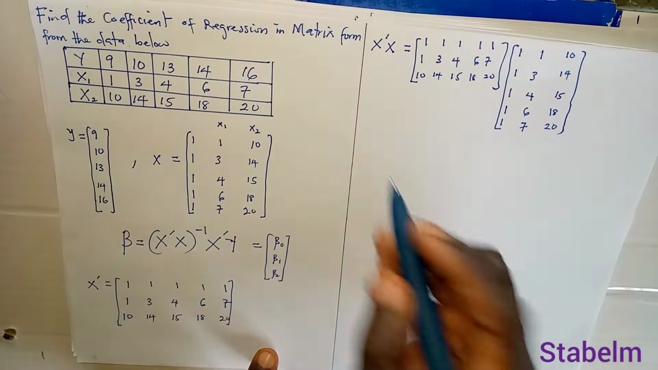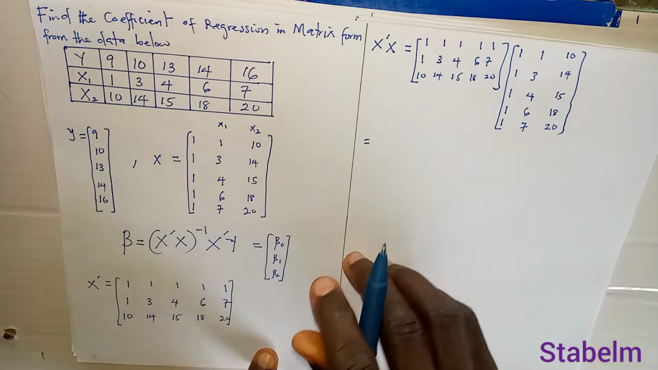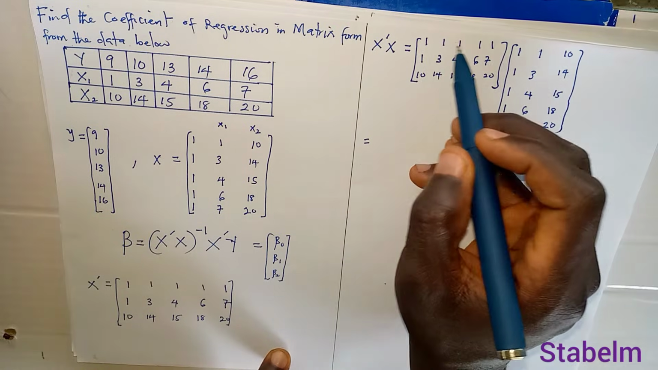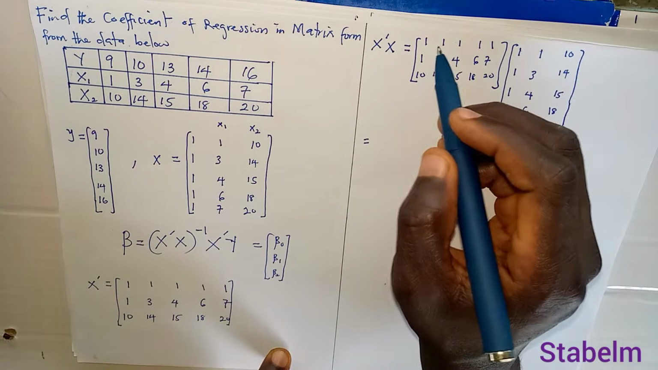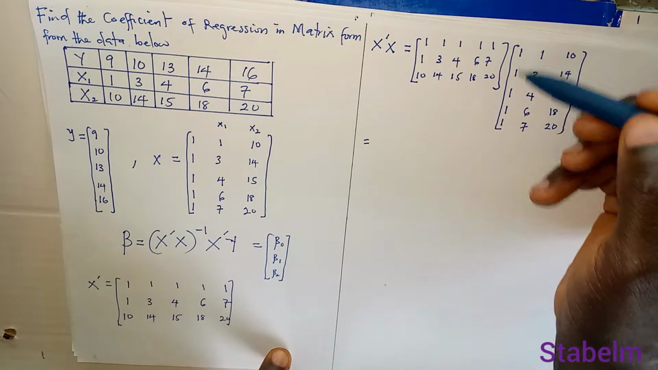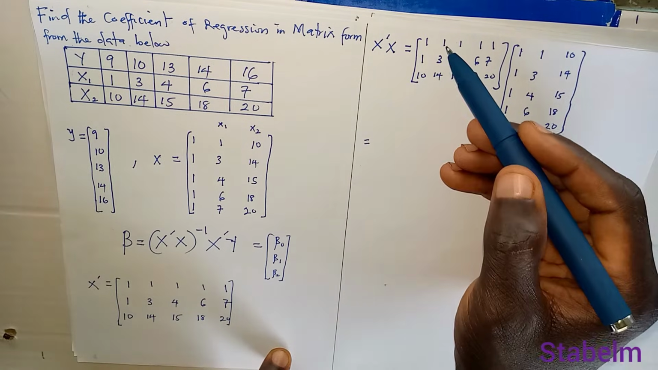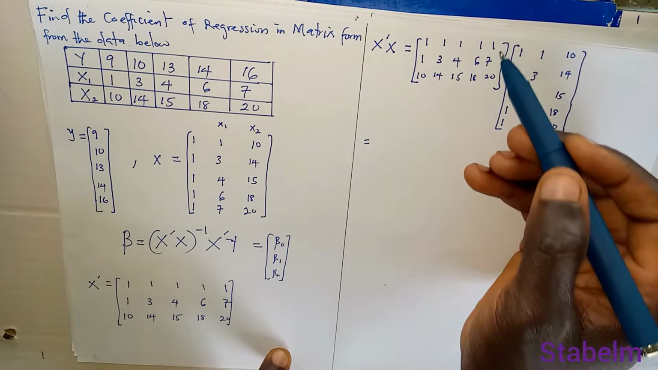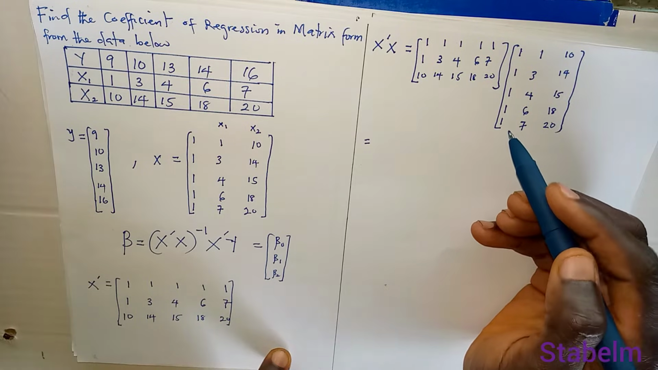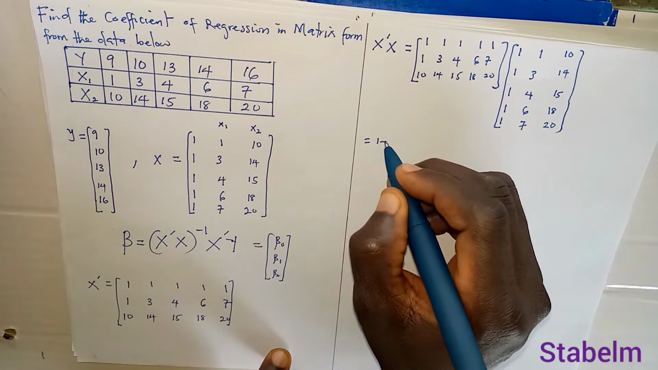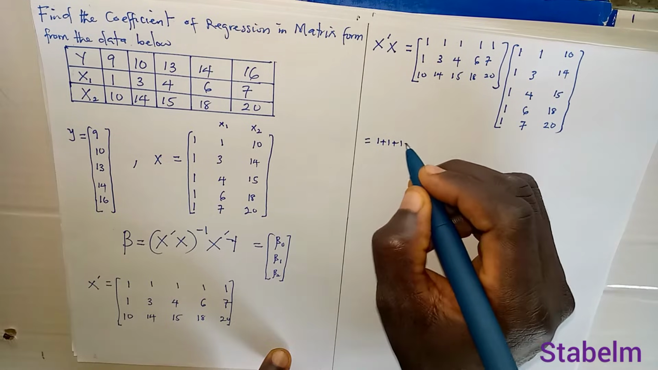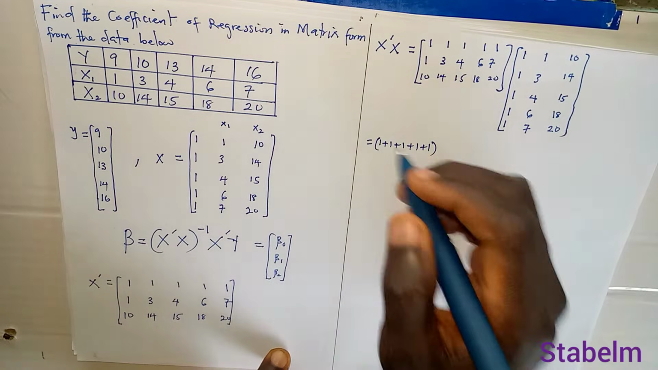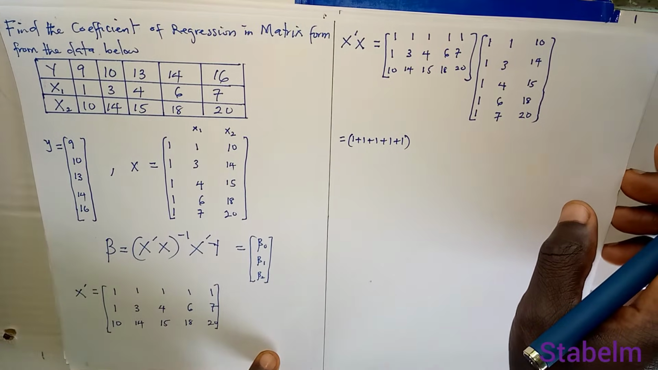And how do we do this? We say this is equal to, now this is what we are going to do here. Now what we are doing here is the first row, each number multiplied by the corresponding number in the column. 1 times 1 plus 1 times 1 plus 1 times 1 plus 1 times 1 plus 1 times 1. That is what we are doing here, and that will give us 1 plus 1 plus 1 plus 1 plus 1. Let me put it in bracket.